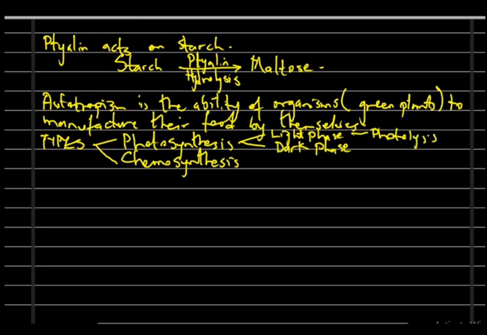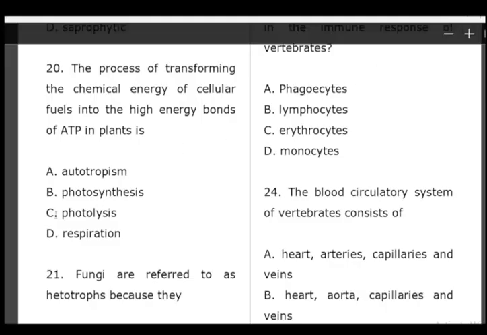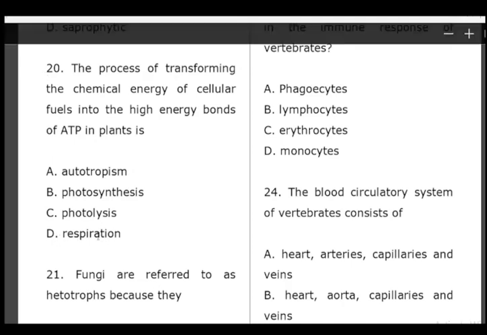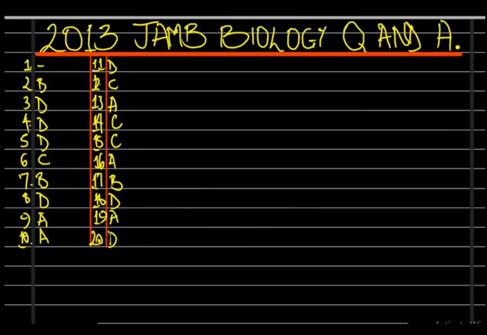So in the light phase, we have what is referred to as photolysis. And what is photolysis? Photolysis is simply the splitting of water into its components. For example, H2O is split into hydrogen ion and hydroxyl ion. That is basically what photolysis is talking about. So those are not our options for this particular question. The answer to our question is option D, which is respiration. So moving forward to 21 now.